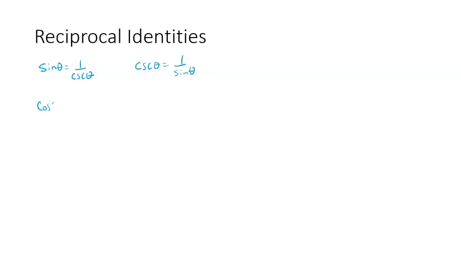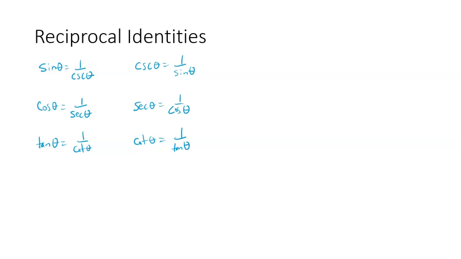We have cosine of theta, and that is equal to 1 over secant of theta, or vice versa. Secant is equal to 1 over cosine. And then tangent. So tangent of theta is 1 over cotangent of theta, and then we can flip those around. Cotangent is 1 over tangent.